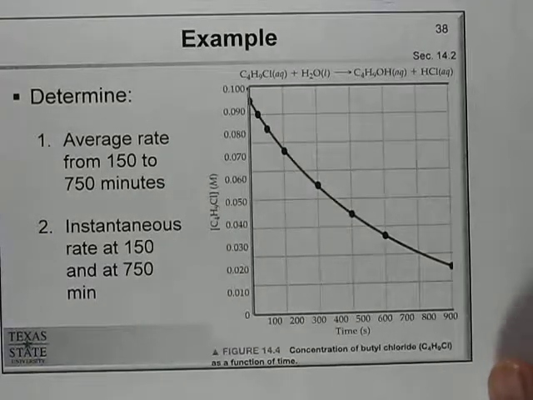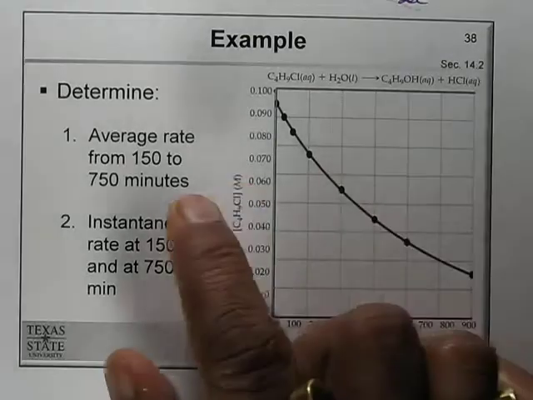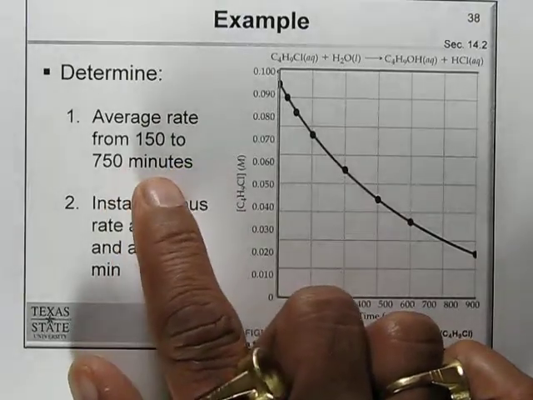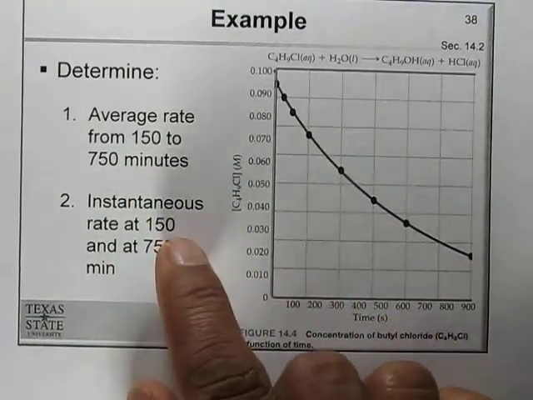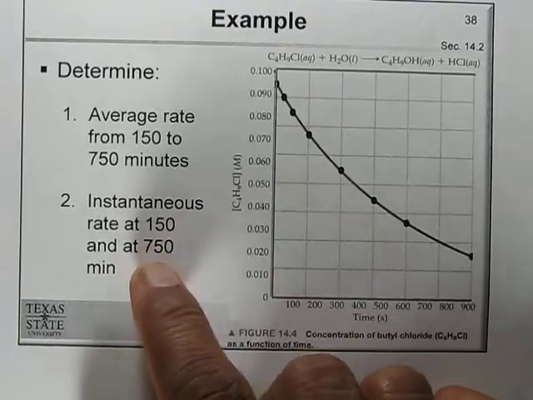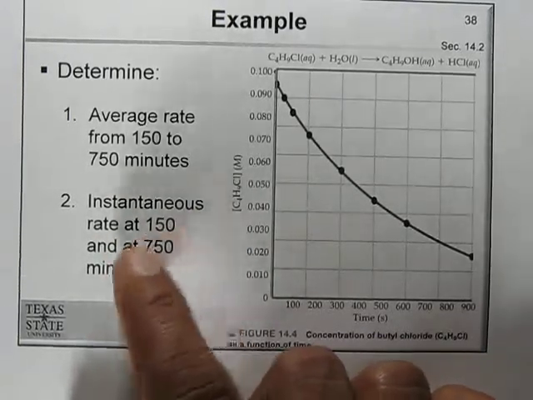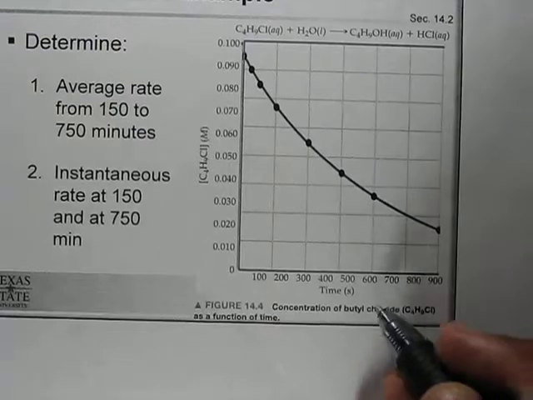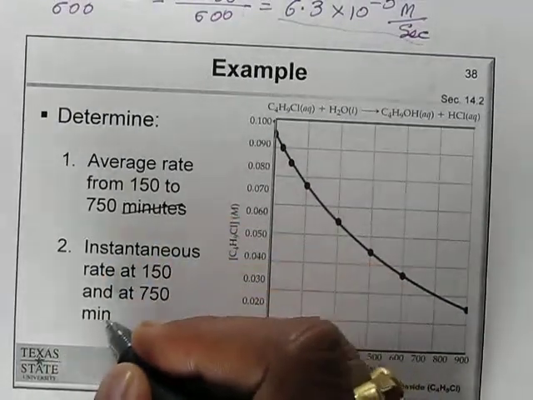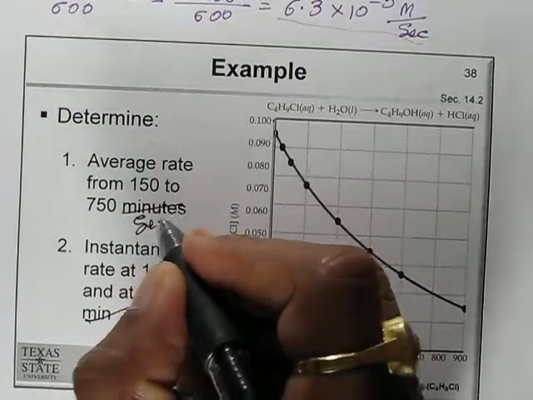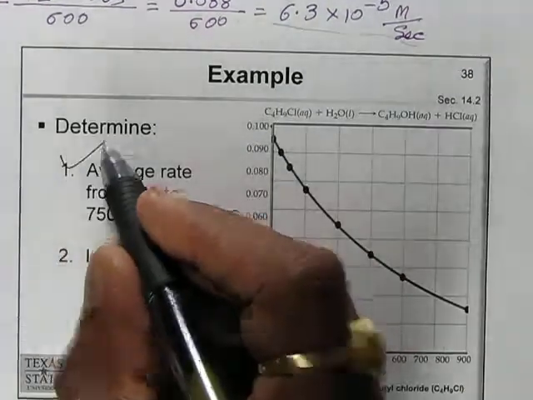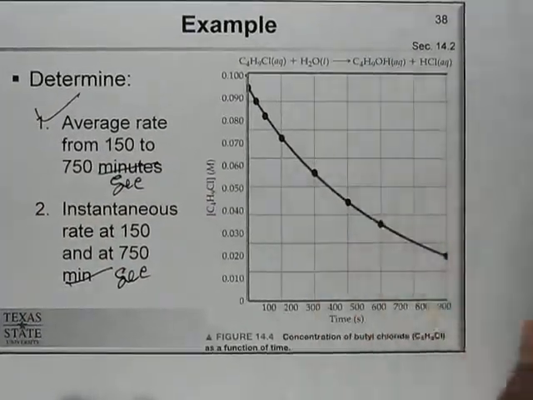So let's talk about one question, then we can understand. The same reaction is there. Now they said calculate the average rate from 150 to 750, and calculate the instantaneous rate at 150 and 750. Actually the graph is showing seconds, so I should cancel this minute and say seconds. So first we will calculate the average rate between 150 and 750 seconds.